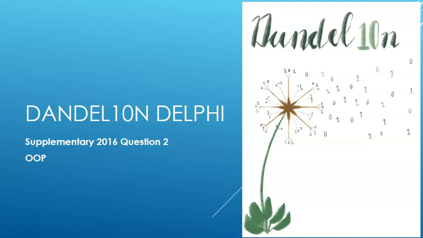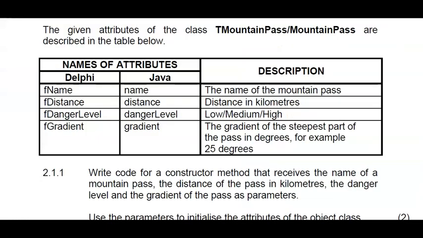This lesson is for the grade 12s as we are going to have a look at an OOP question. You will find this in the Supplementary of 2016, question 2. This question has to do with a mountain pass and people traveling on it, and here they are giving us the names of the attributes. Now in these years, learners were either answering this question in Delphi or Java, but you can ignore the Java bits. We'll just focus on the Delphi.